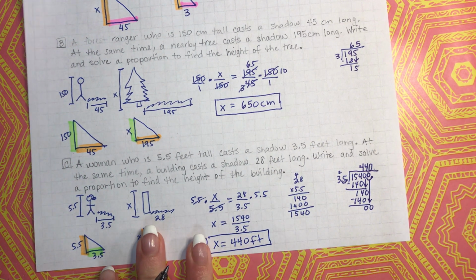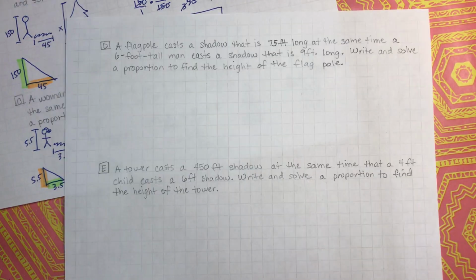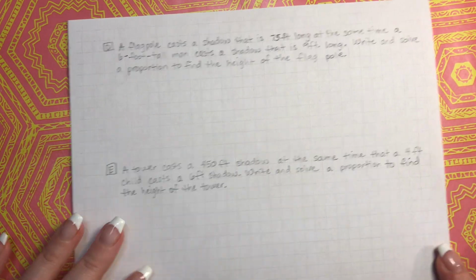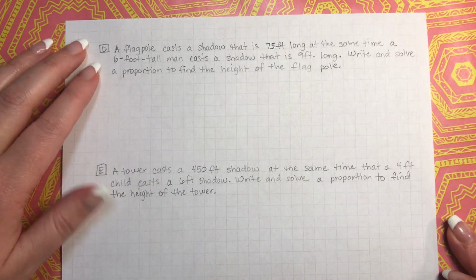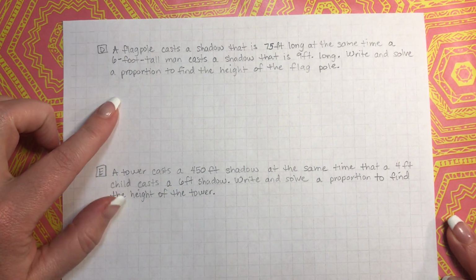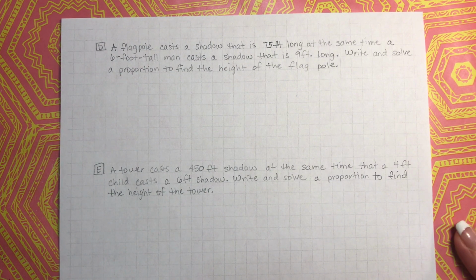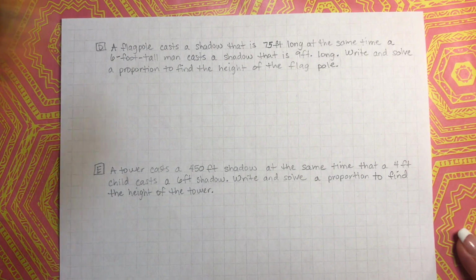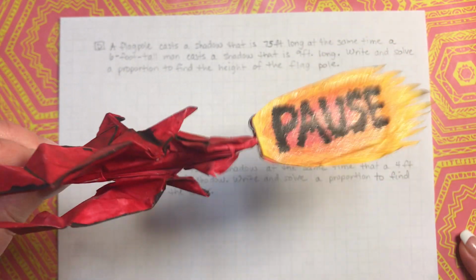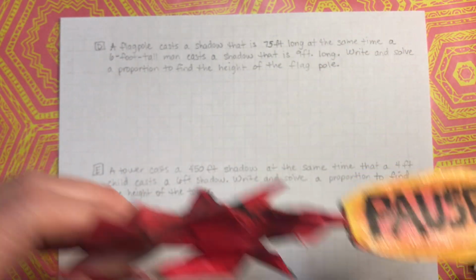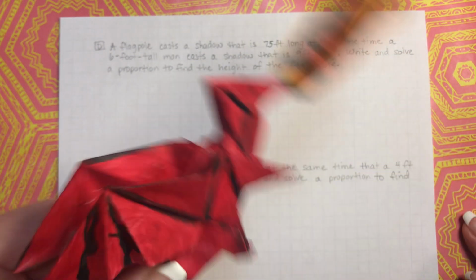All right, so I want to give you a chance to work on these problems on your own and see if you can do it using indirect measurement. So I want you to work on D and E. Go ahead and draw yourself a picture. Make sure you write your proportion and then show all of your wonderful mathematical work. Okay, so go ahead. There's my friend, the pause dragon, reminding you to pause your device. When you get done, press play and we'll go through both examples. All right, see you in a bit.